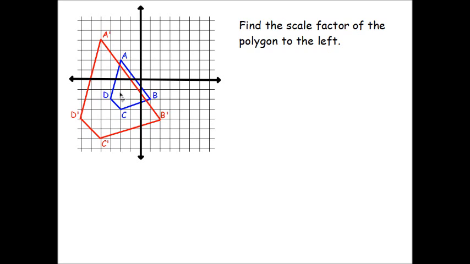Now you might be asking why. How am I going to know which one's what? You need to look at your points. So if this is a D and this is a D prime, the prime always means that it's moved. So that means the red shape is the new shape.